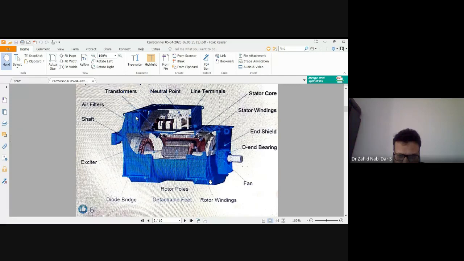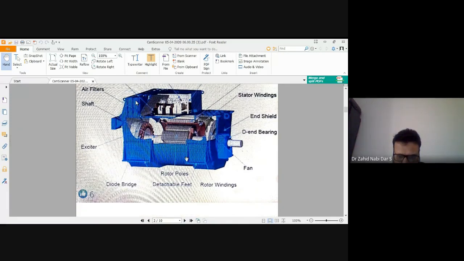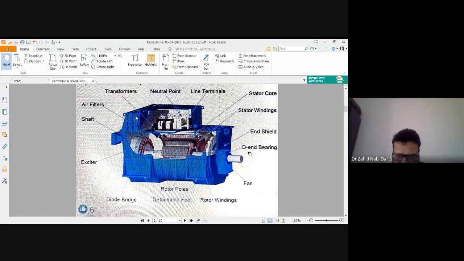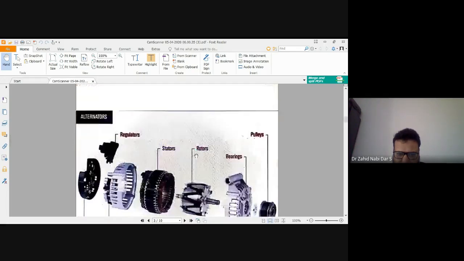These are the rotor poles, this is the rotor winding inside, and this is the end shield. This blue color arrangement is a yoke kind of arrangement. You have a stator core, stator windings, end shield, and end bar. So now you have also seen this, and I'm just explaining it again.